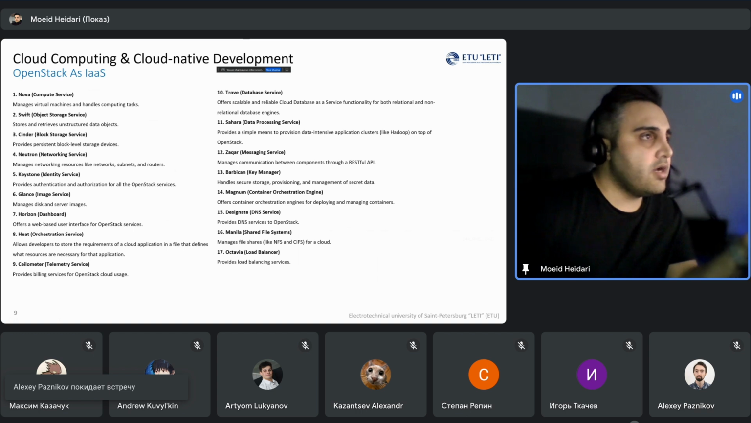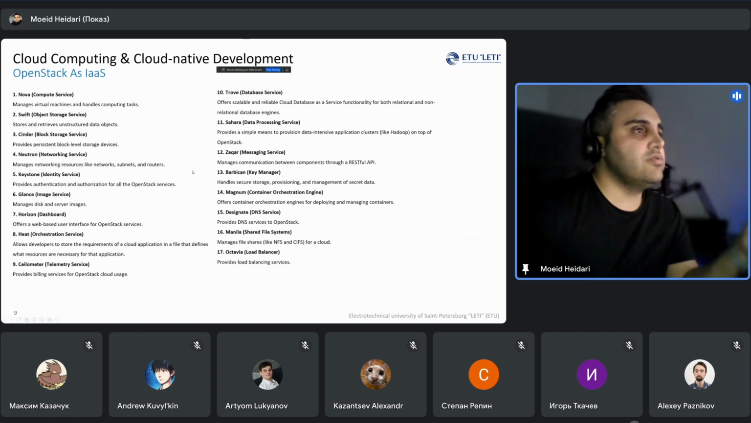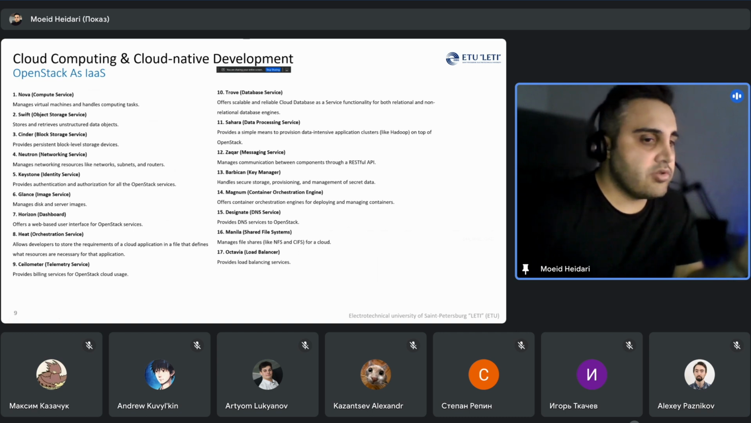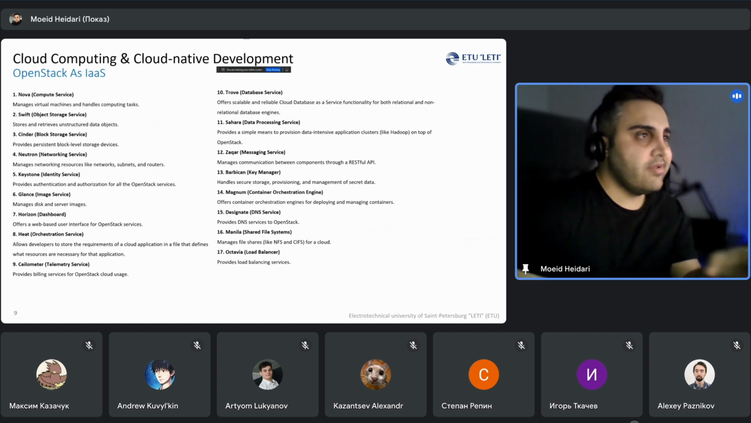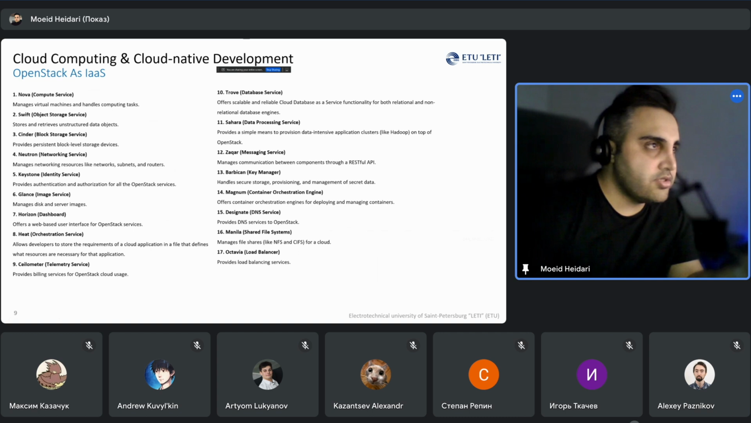Then Zaqar is a messaging service. Again, it will be possible to provide it as a message broker system, as a messaging system. And Barbican is the key manager. If I want to bring an example, it will be something like Vault developed by HashiCorp, which is a service where you can put and manage all of your key stuff. In Amazon we also have such services, and in Google Cloud as well. So using Barbican, you can provide a key and secret data management system.